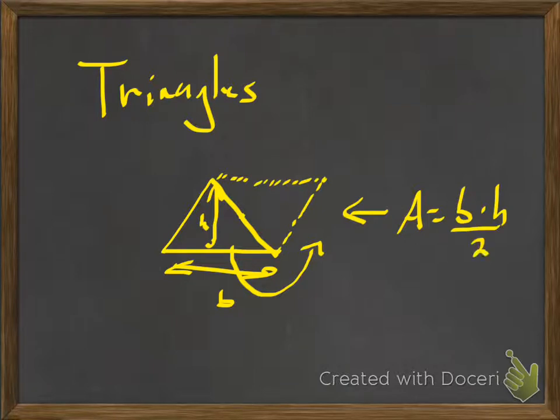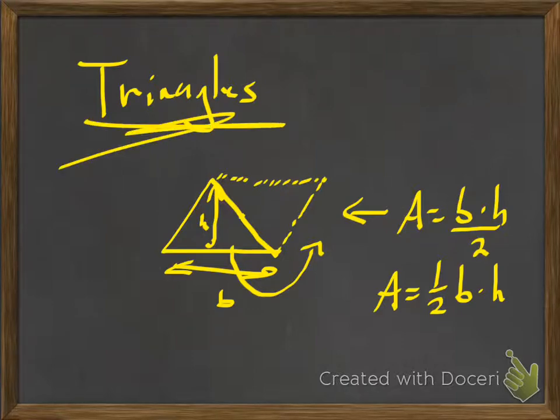So I could take b times h over 2, or usually when you see the formula, it's going to be 1/2 b times h. So you just multiply the base and the height and take half of it. That's it. That's all there is to it. And that's the area of a triangle. You got it? Let's practice it.